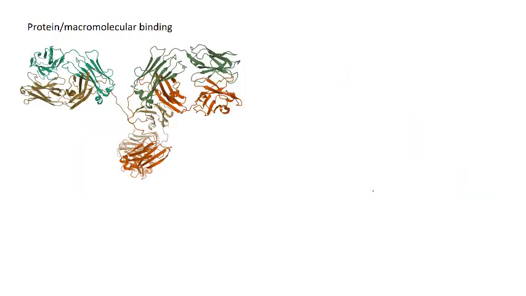This slide talks about our first foray into protein function, and that is protein or macromolecular binding. So binding is the simplest thing that proteins do. When we talk about binding, what we mean is reversible association with another molecule by weak intermolecular forces.